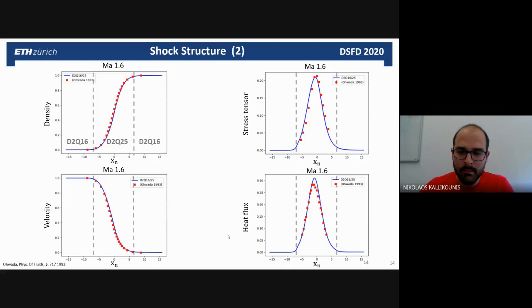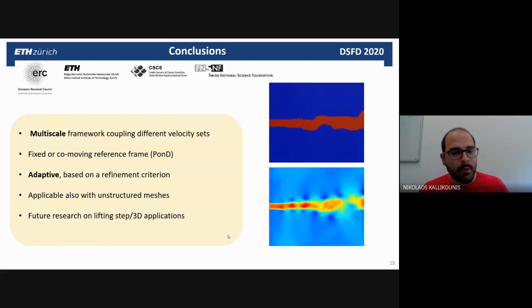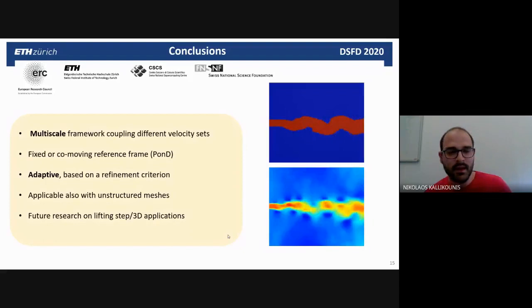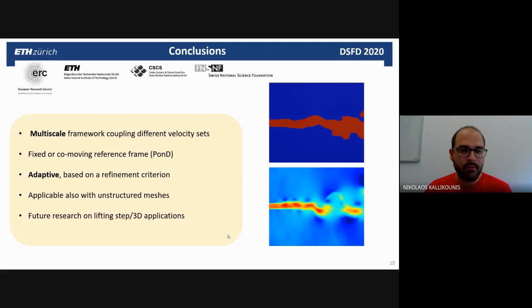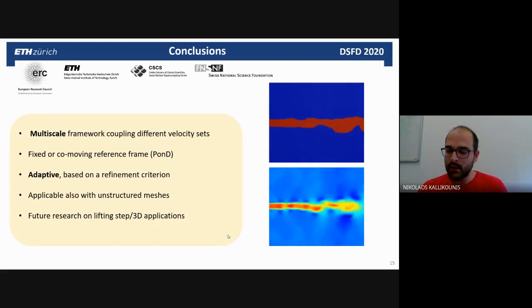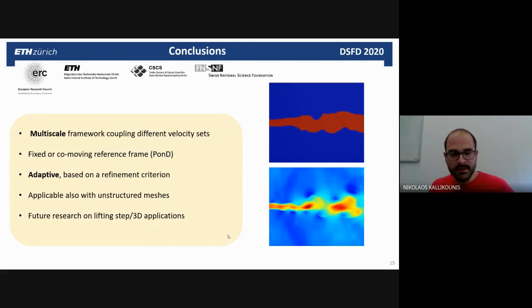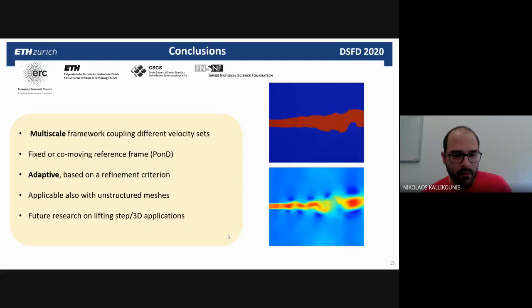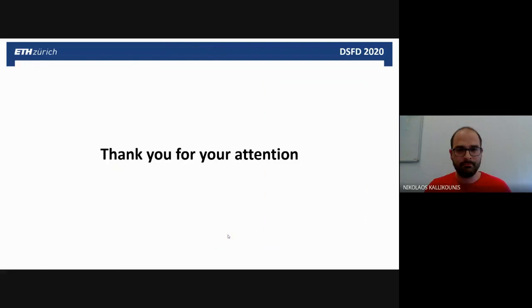So summarizing, we have presented the multiscale framework, which couples different velocity sets targeting high speed and rarefied flows. The framework can operate either with a fixed or co-moving reference frame. And based on a refinement criterion, it works in an adaptive mode. In addition, it is straightforward to extend the applicability to unstructured meshes. The future research will mainly focus on the lifting step, which is crucial for the quality of the coupling, and also 3D applications. Thank you very much.